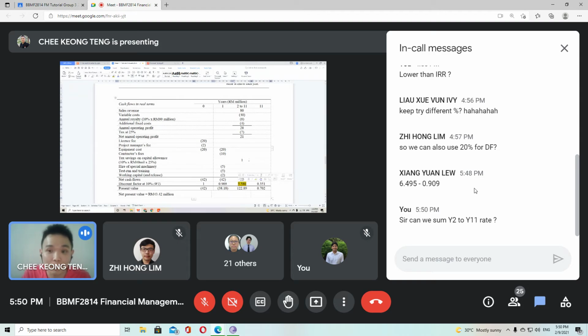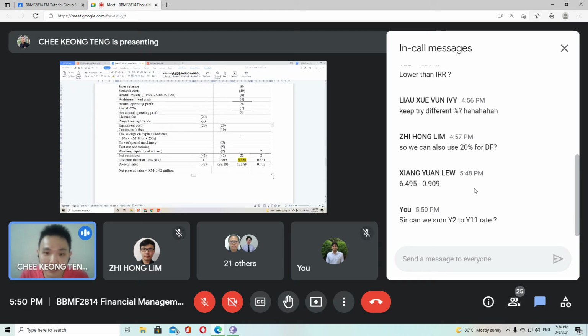Just be careful that the annuity is from year 2 to 11. Then we add everything up, and we will have the net present value.